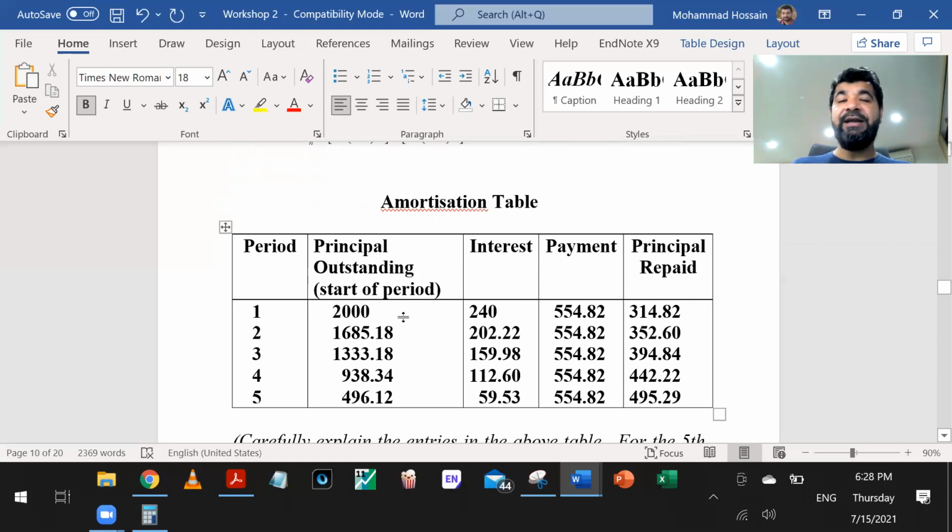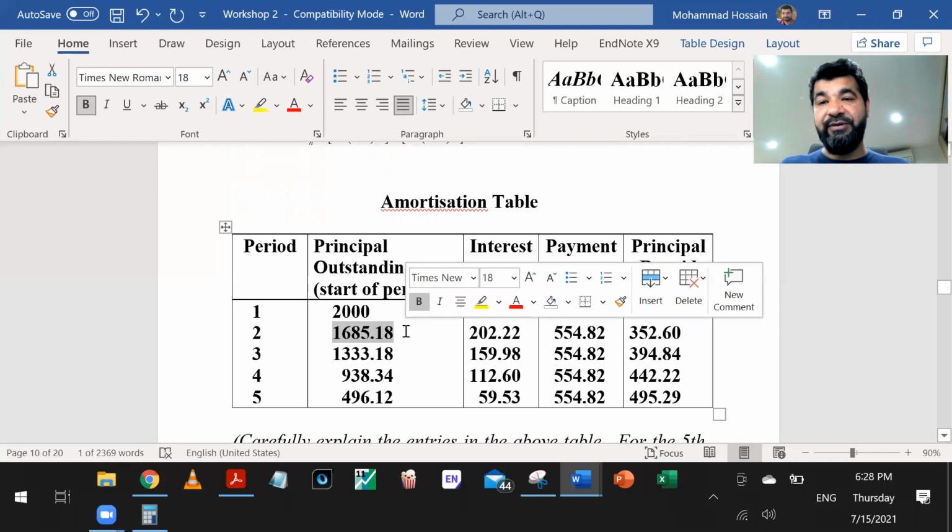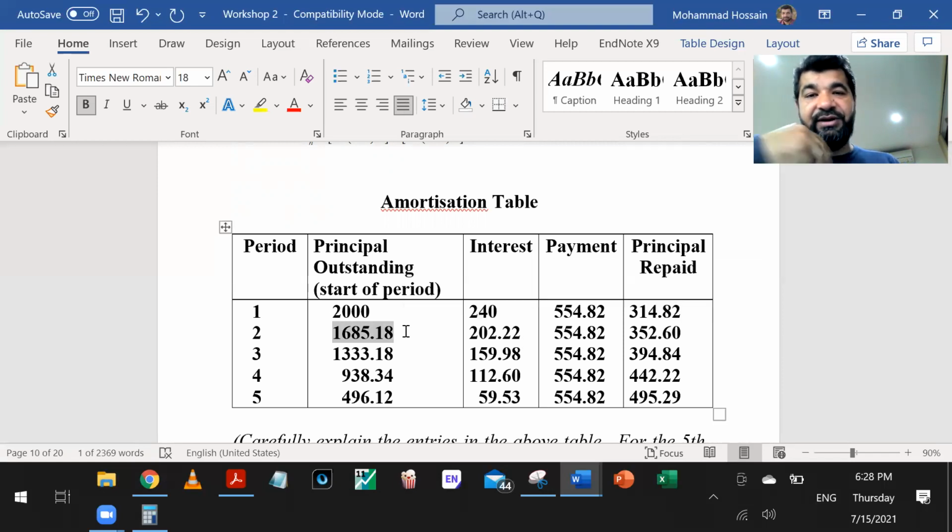So for next year, you are not using 2,000 anymore because you already paid 314.82. So deduct this figure from 2,000. You are actually using 1,600. Like I gave an example a couple of minutes ago, when you take a $30,000 loan and make the first payment of $500, $400 is your capital, $100 is your interest. So when you pay the $400, you are actually using 29,600 next time. That's exactly the same here. That's what we call an amortization table.